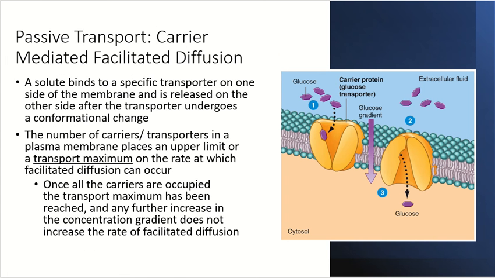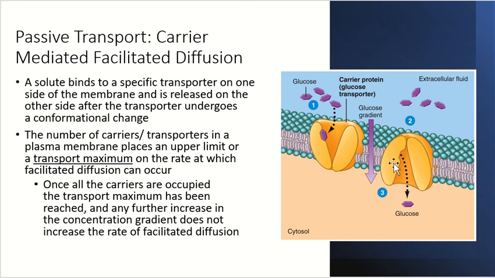Next, we have our carrier-mediated facilitated diffusion. So in this instance, a solute is going to bind to a specific transporter on one side of the membrane. So we've got our glucose binding to our glucose transporter here, and it's then going to be released on the other side. It's going to be released into the cell, or out of the cell, I guess, as the case may be. After, the transporter is going to undergo a conformational change.